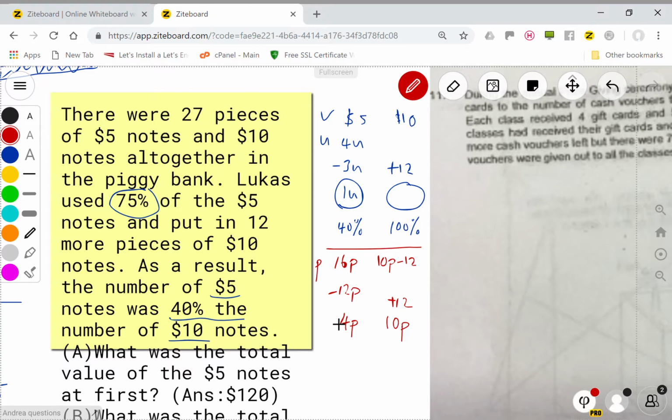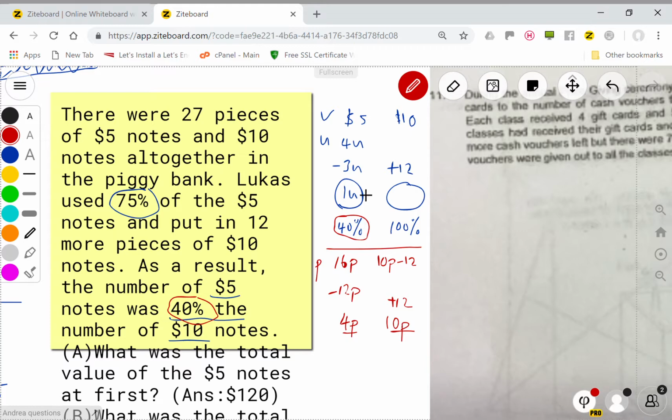Do you know how I derive this one? Let me explain what's going on. You see that at the end there is information that as a result, the number of $5 is 40%. So now instead of 1 unit, I need 40%, and this is 40% of the number of $10 notes. So I go backwards. I change this 40% to 4 parts. If this is 4 parts, here must be 10 parts. So far is this okay? Because it's 40% of this. Now I need to reverse.